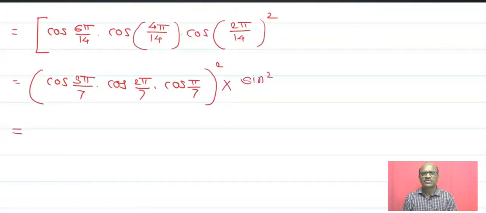Into sine square pi by 7 upon 4 sine square pi by 7.